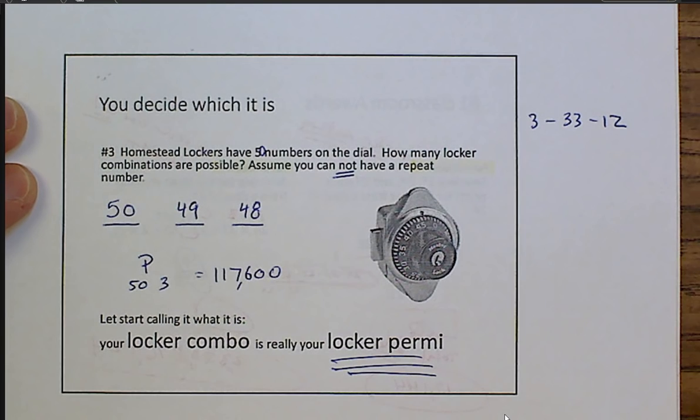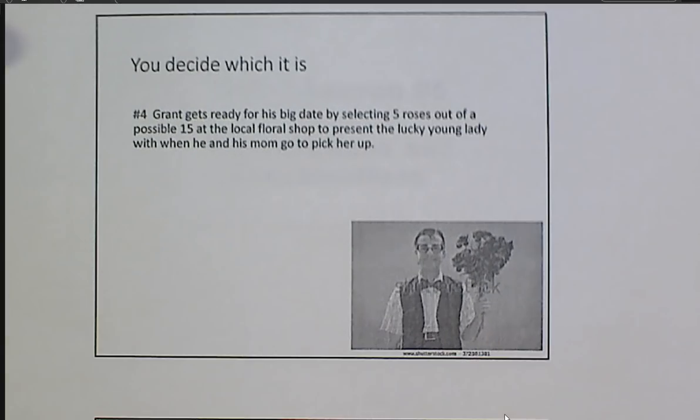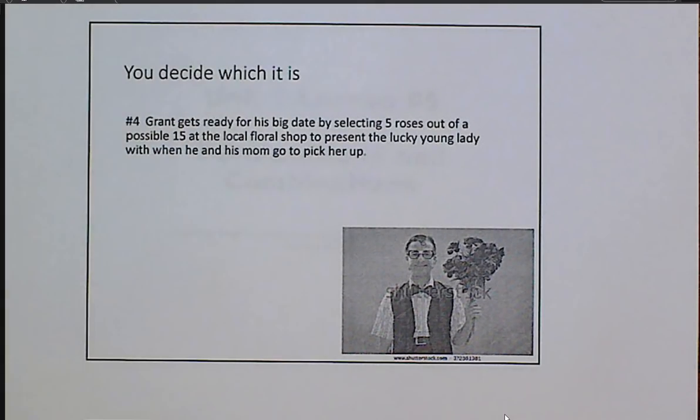All right, flipping it over. We used to teach this lesson around Valentine's Day, so you're going to see Valentine's themed questions here for the last 2, so bear with me. You decide which it is. Grant gets ready for his big date by selecting 5 roses out of a possible 15 at the local floral shop to present the lucky young lady when he and his mom go to pick her up.